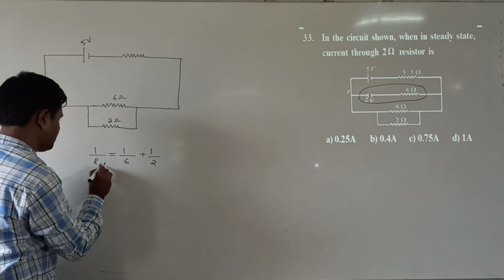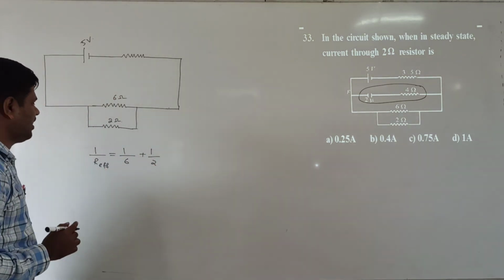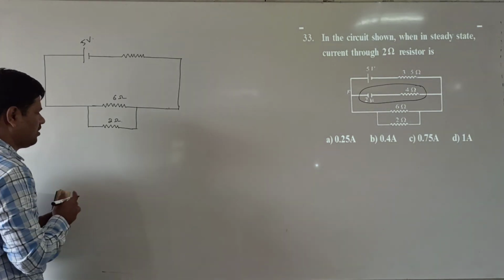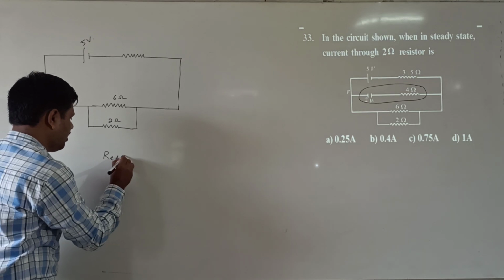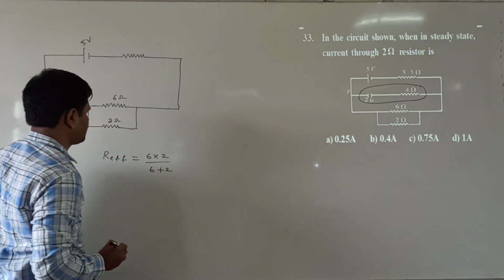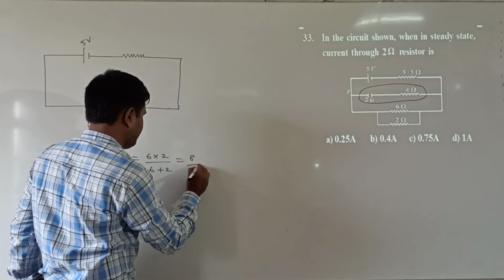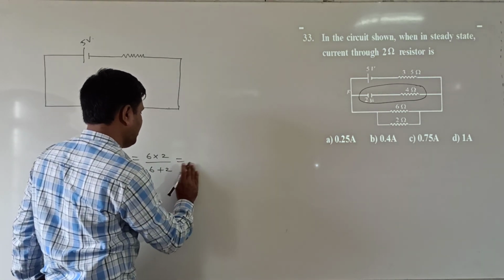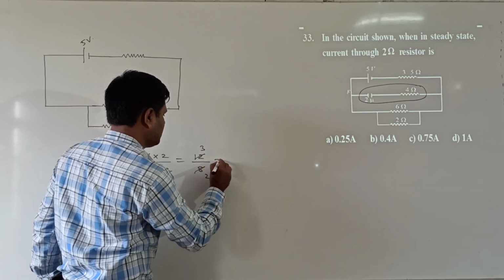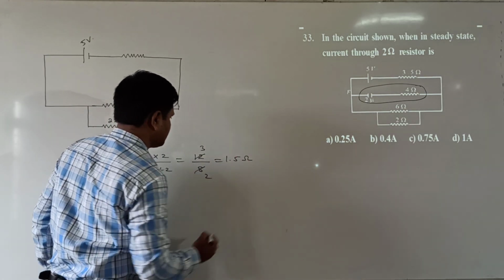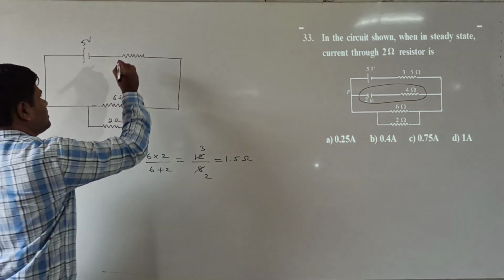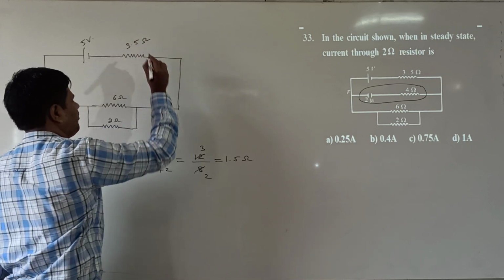The effective resistance of these two, we can find directly like this: R1 R2 by R1 plus R2. Now R effective is equal to 6 into 2 by 6 plus 2, which is 12 by 8, which is 1.5 ohms. Replacing these two, we are getting 1.5 ohms. This one we already know is 3.5 ohms.